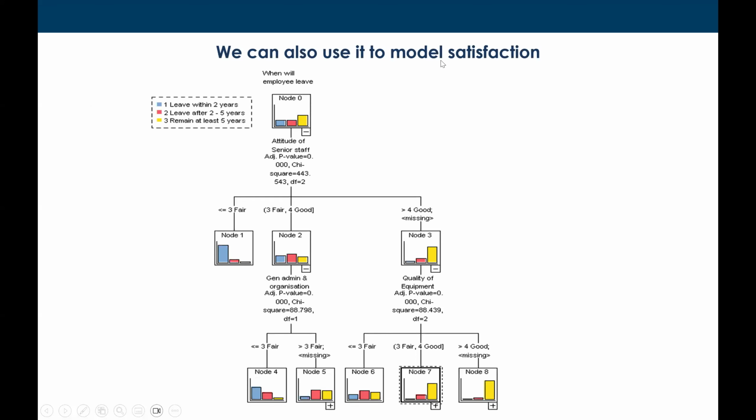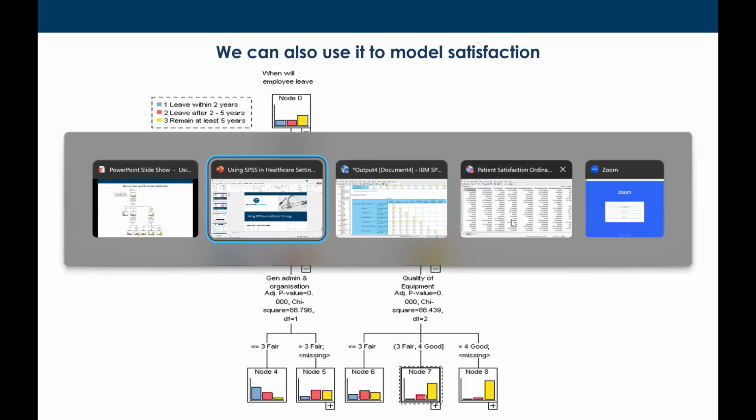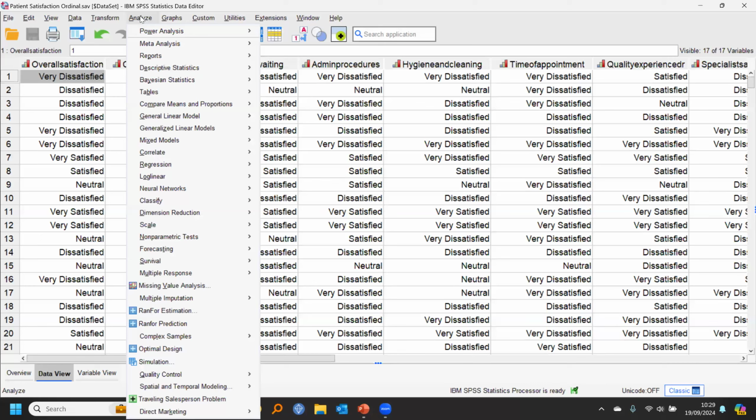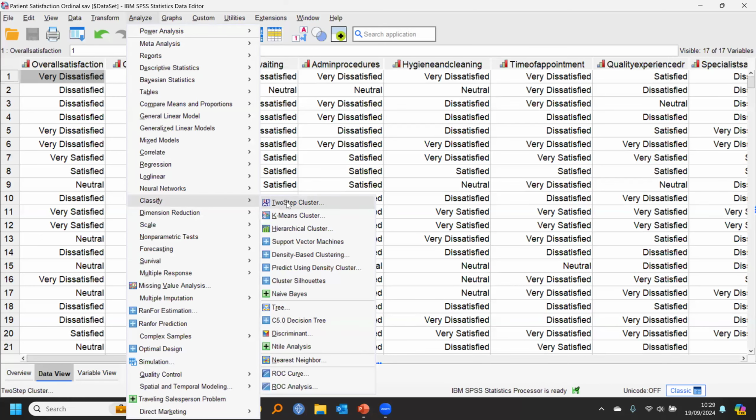You can use it to model satisfaction. So for example, here we have when will an employee leave, and we've got attitude of senior staff as the key factor which dictates whether or not they remain at least 5 years or leave in 2 years, that type of stuff. So you can use it for lots of different applications. Let's have a look here. So if I wanted to run it here, I could go down to classify and down to tree.